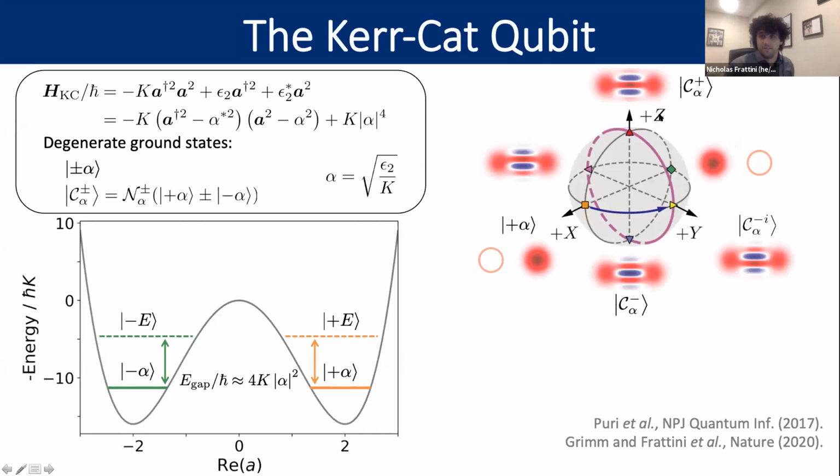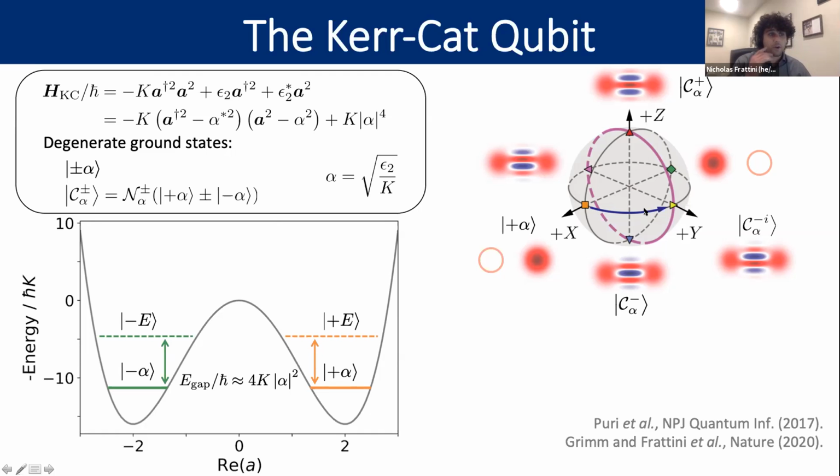Again, a question on conventions here. I'm going to say even cat on the top and odd cat on the bottom, and alpha and minus alpha along the x-axis of the Bloch sphere. But I'll try my best to give you intuition in terms of coherent states versus cat states, so you don't have to remember the convention.